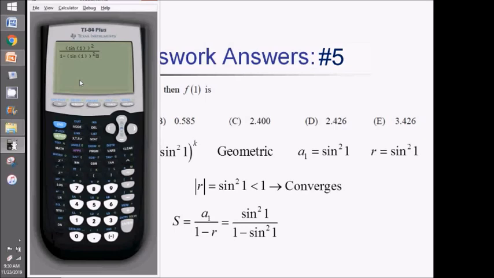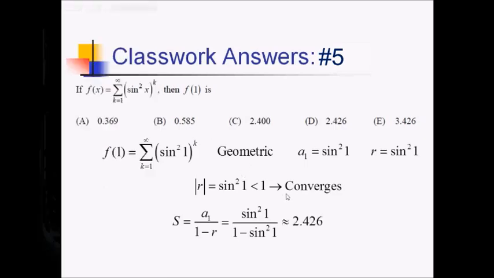So here's what this looks like on the calculator. To do sine squared of 1, I need to do sine of 1 and then square all of that. Same thing in the denominator. And that's going to come out to about 2.426, which is going to give me answer choice D.